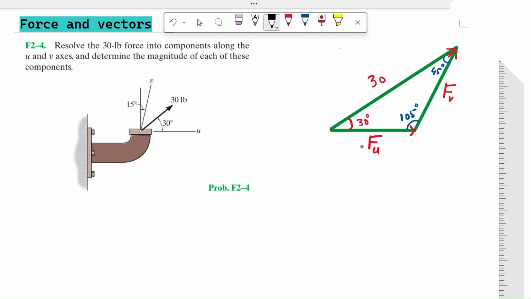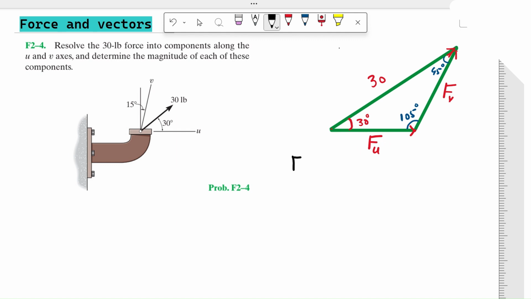So we will be applying sine law. Sine law states that a force divided by the sine of its opposite angle will be equal to another force divided by the sine of their opposite angle. So that was the statement. So I will be applying it mathematically. I will be determining the value of Fu.